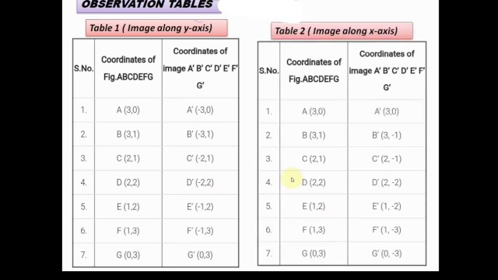Let's see table number 2. This is table number 2, image along the x-axis. These are the points, and now here we are finding the image along the x-axis. So here the mirror image of A is A dash, that is (3, 0), the same because point A is lying on the x-axis. Mirror image of B (3, 1) is B dash (3, -1). Mirror image of C is C dash (2, -1). As you can see here student, along the x-axis the y coordinates are changing their sign.